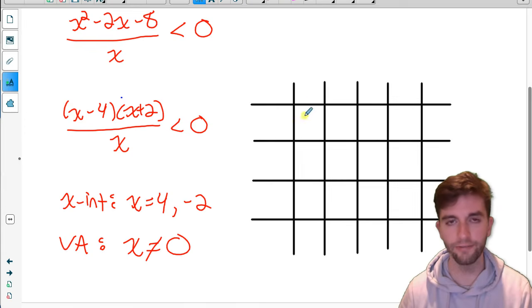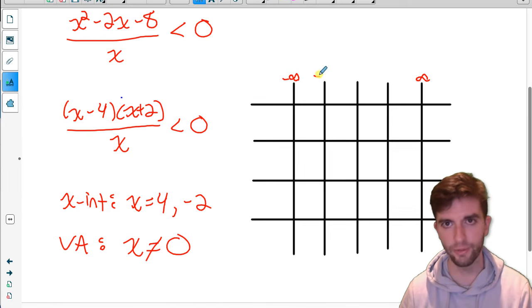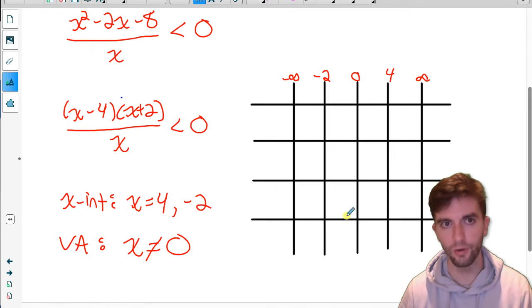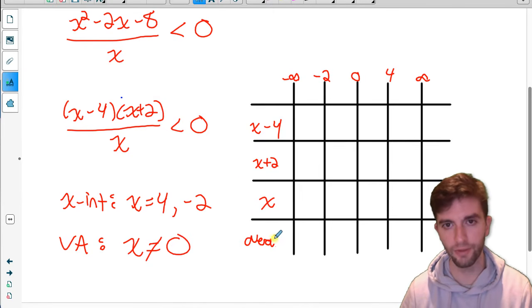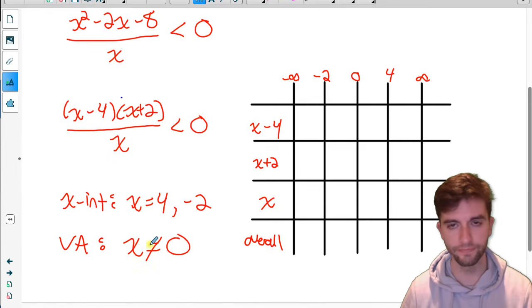I chose 5 vertical lines because I need one for negative infinity, positive infinity, and then each of these 3 values, making sure to put them in ascending order. So negative 2, 0, 4. And then I also need a row for each of the factors. So I need a row for x minus 4, for x plus 2, and for x. And at the very bottom, I'll state the overall sign of this rational function here.